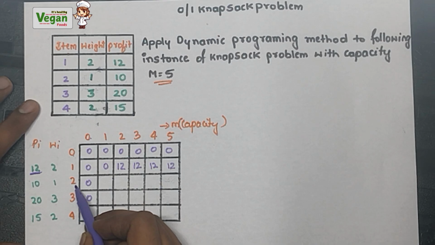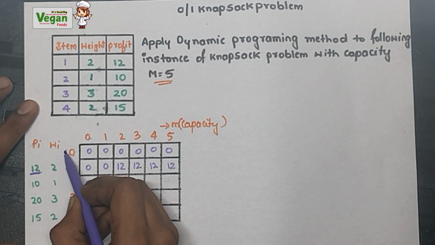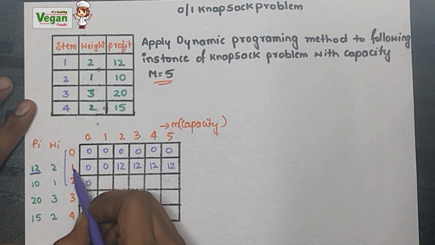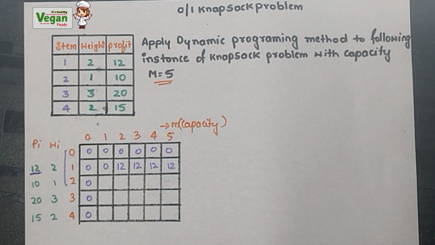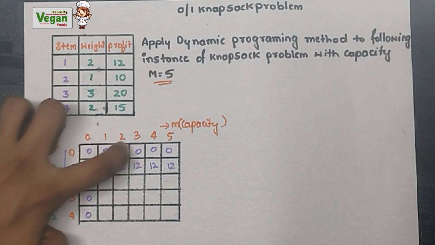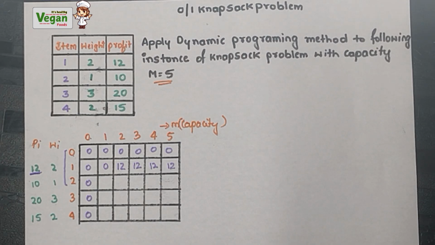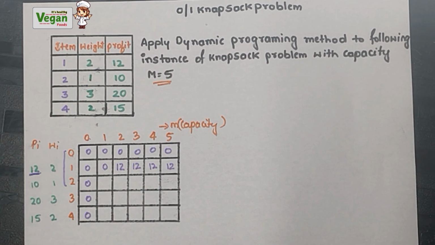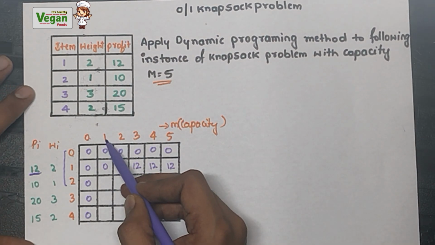While considering the second item, you must also consider the first item. That is 0, 1, 2. If you take 0, all values are 0. You can leave that. But while taking the second item, you must also consider the first item also. Therefore, what is the capacity?